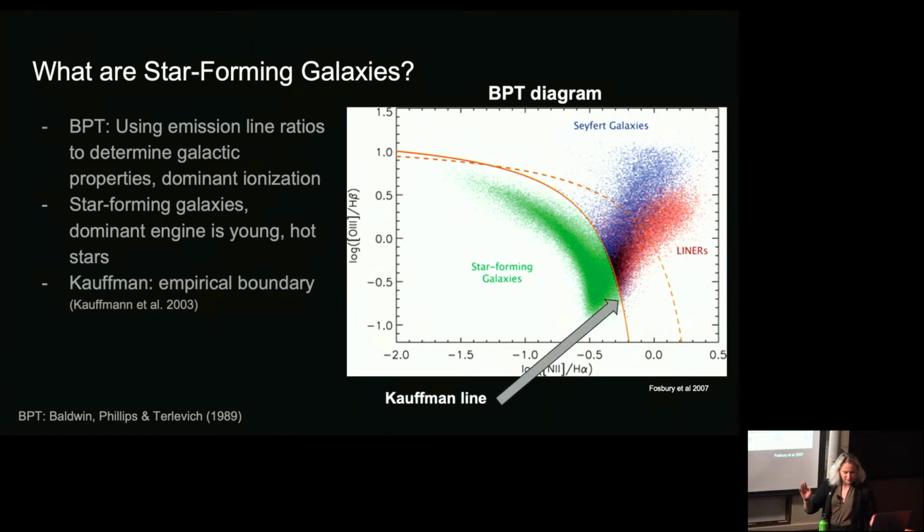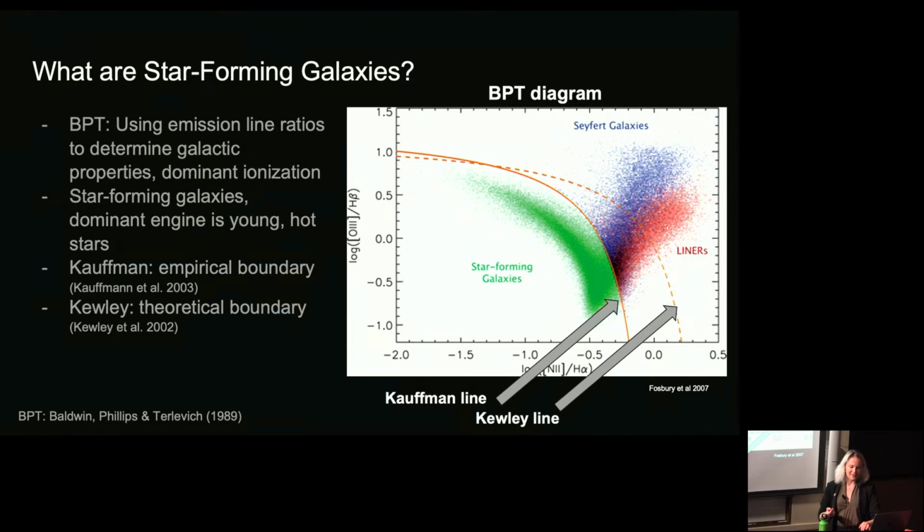We also have distinguishing lines between the branches. The Kaufmann line is the empirical line, whereas the Kewley line is the theoretical line that distinguishes them.